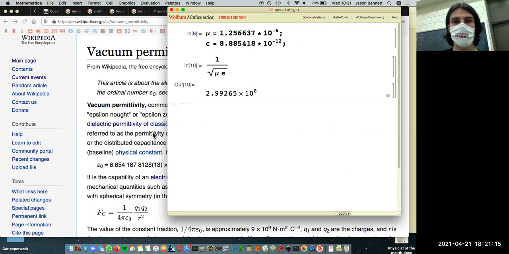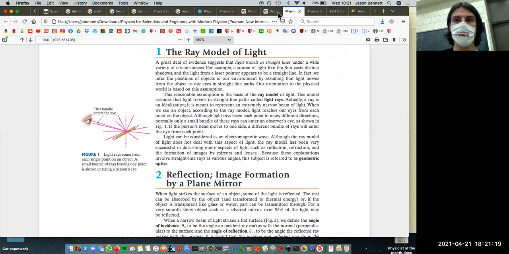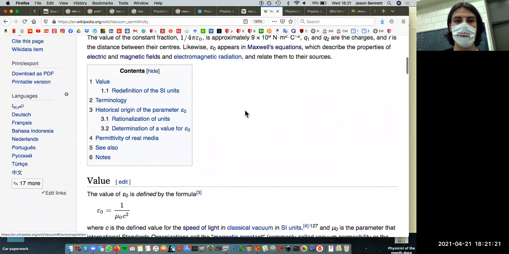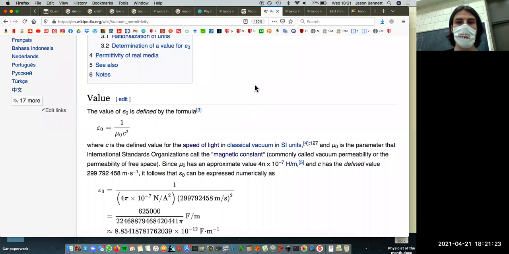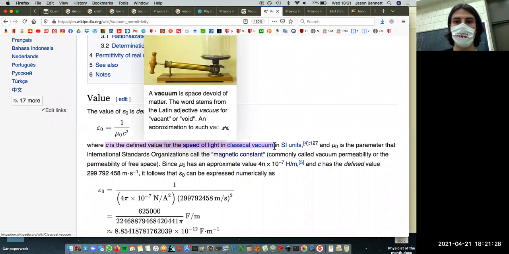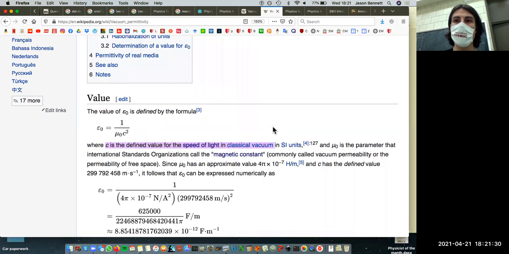That is exactly the speed of light. So that's where these two constants come from. They're not derived out of nowhere. They're derived based on the fact that Maxwell's equations describe how light propagates.